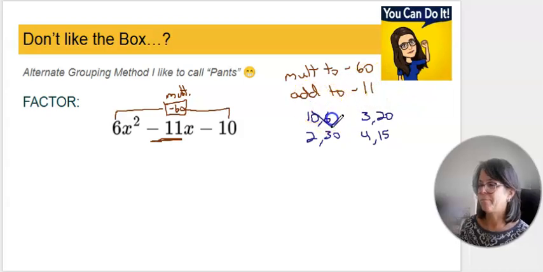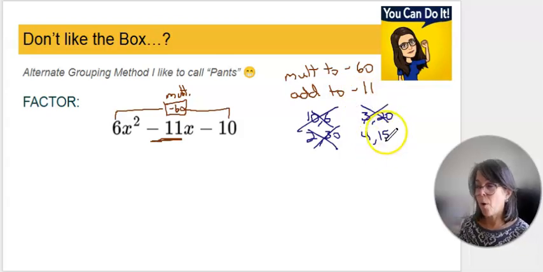There isn't. And 2 and 30, is there any way to combine those numbers, positives or negatives, that would give me 11? No. Same with 3 and 20, it won't work. But 4 and 15, if I subtracted, I could get 11 out of that.